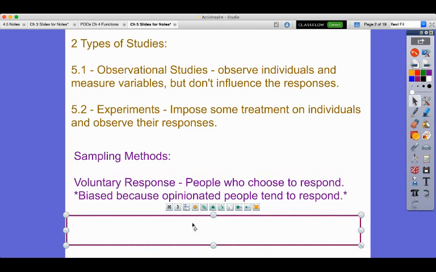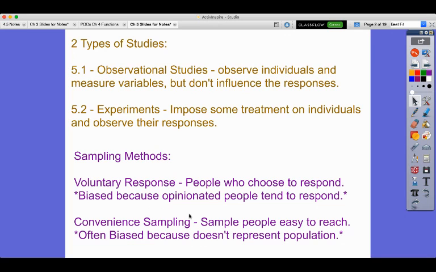The first is a voluntary response. This is what happens when you get a pop-up ad. You have the choice, you volunteer to respond. Or if you want to sign up for something, it's like, hey, anyone who wants to respond, just click here and you can respond. This tends to be biased because opinionated people are the ones who want to be heard. And so you get people at both extremes responding rather than the people in the middle.